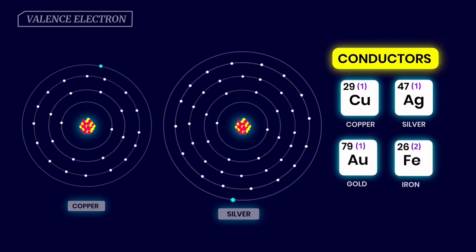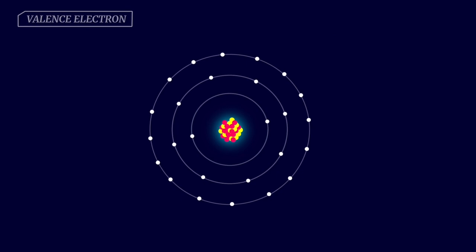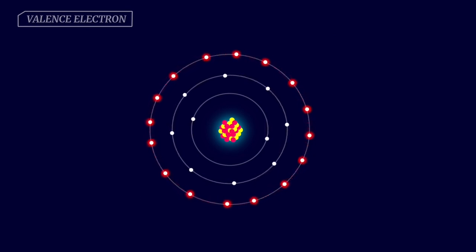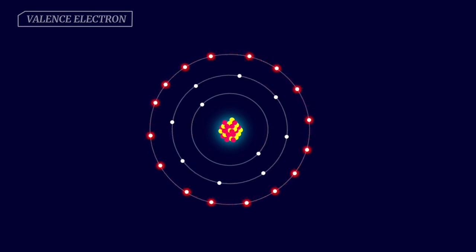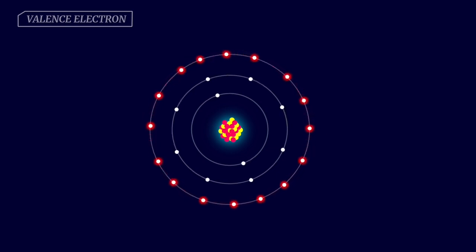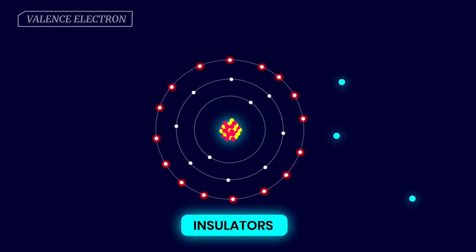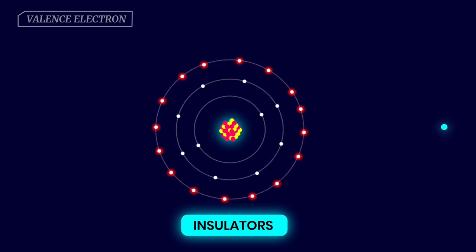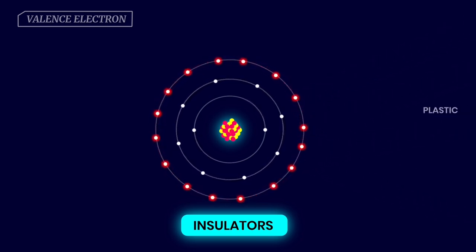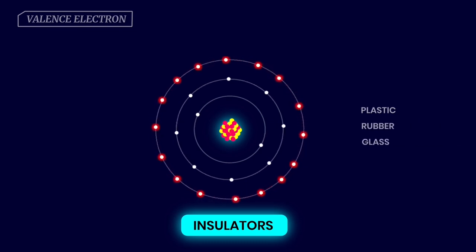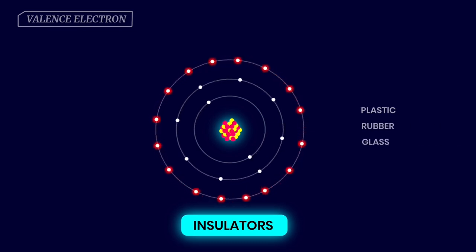Most of the metals are conductors, but some materials hold their electrons very tightly, and they don't share their electrons with nearby atoms. Those are called insulators. Insulators serve a very important purpose. They prevent the flow of electrons. For example, plastic, rubber, and glass are made up of these types of atoms.